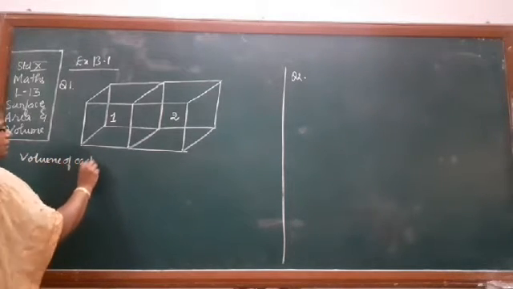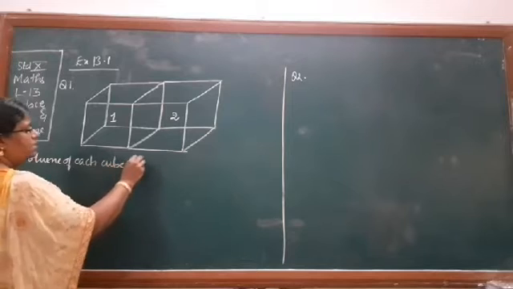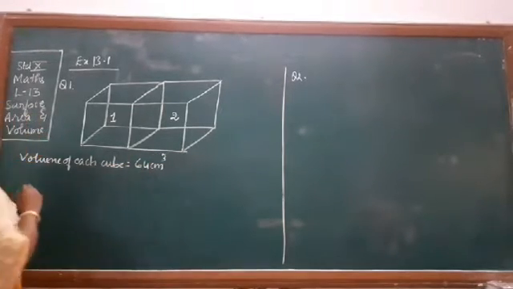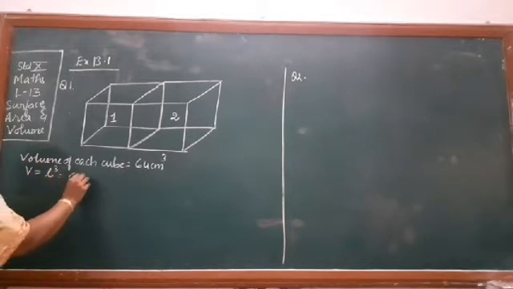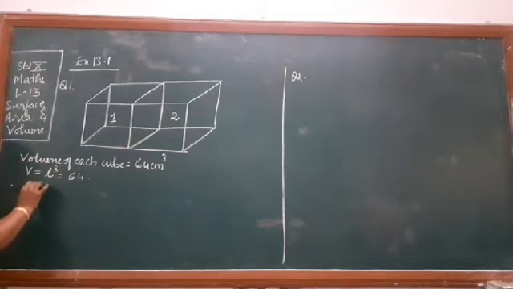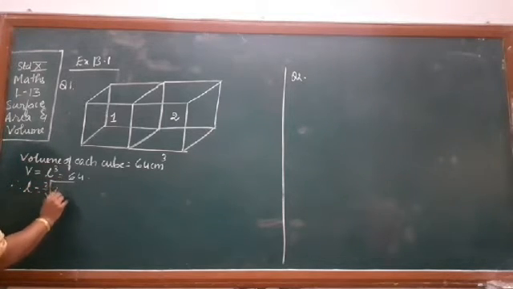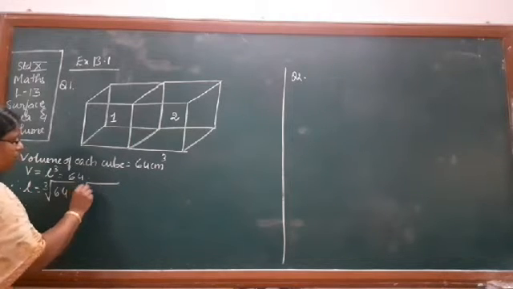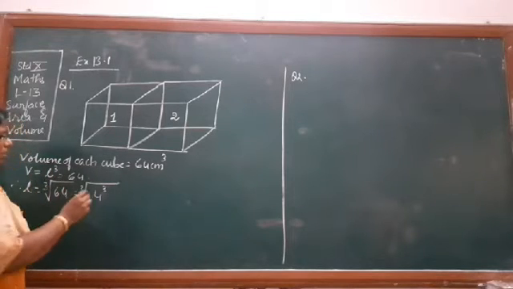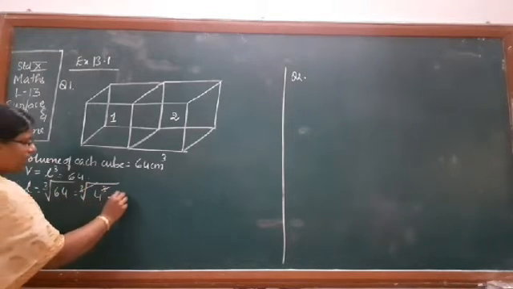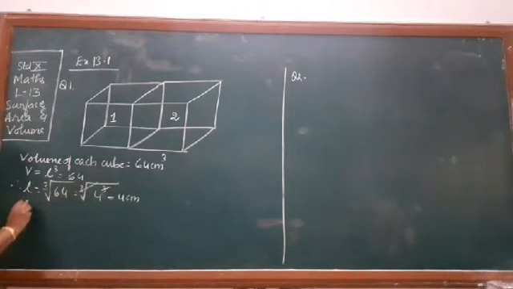The volume of each cube is equal to 64 centimeter cube. Therefore V is equal to L cube, which is equal to 64. Therefore our L will be the cube root of 64, which is 4, because 4 into 4 is 16, and 16 into 4 is 64. So the cube and the cube root cancel out and we get L as 4 centimeter.